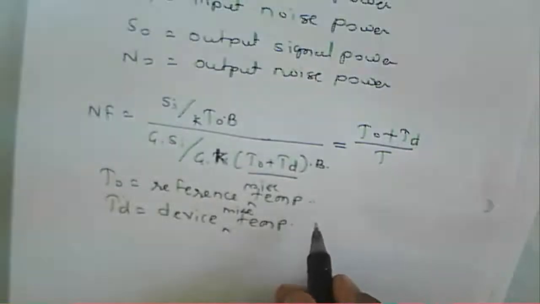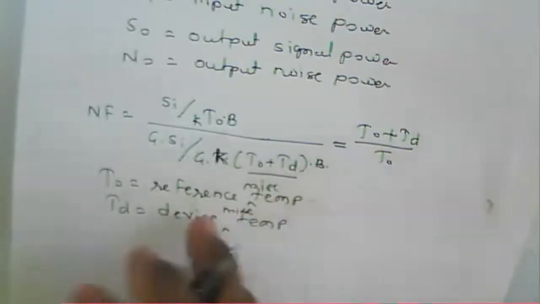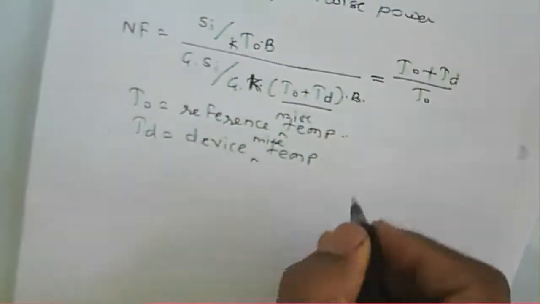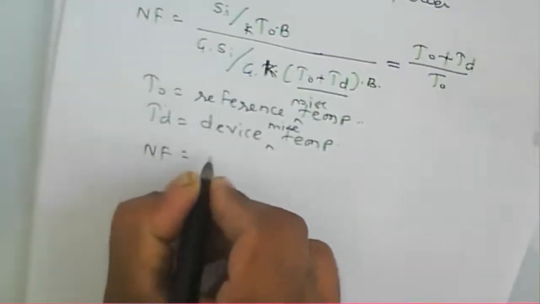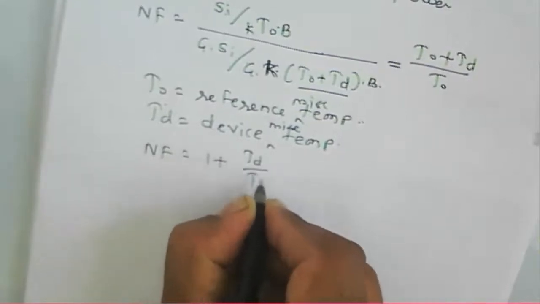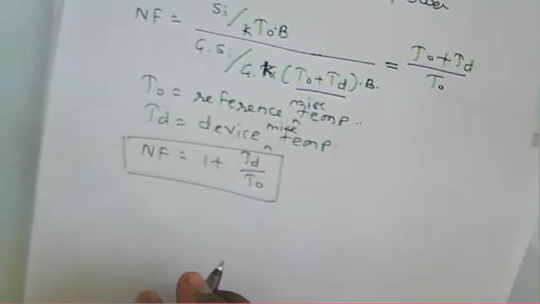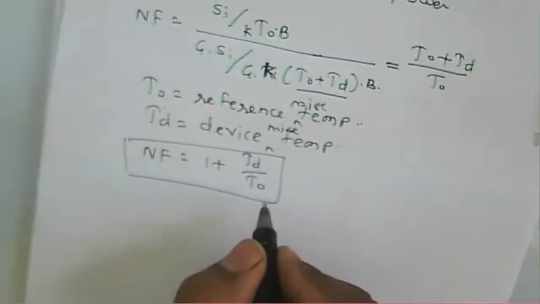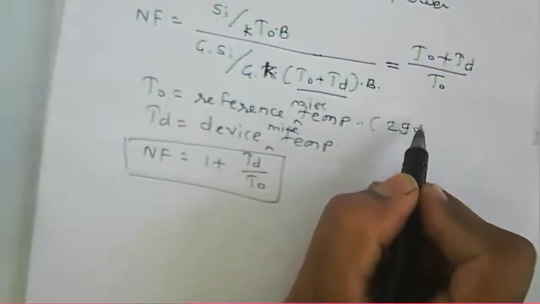by T0 here, and then we can find that the noise figure will be equal to 1 + Td by T0. That is the noise figure. Generally, we consider the reference noise temperature to be about 290 K.